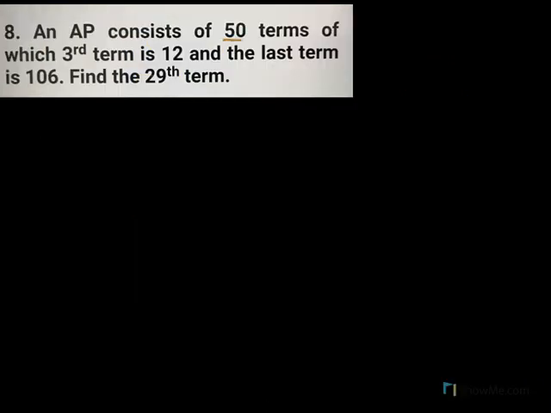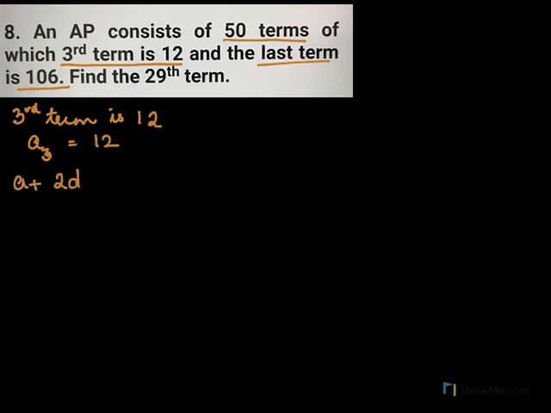An AP consists of 50 terms, of which the third term is 12 and the last term is 206. Find the 29th term. So first they have said the third term is 12. That means A3 equal to 12 and A3 is A plus 2D equal to 12. This is my equation 1.